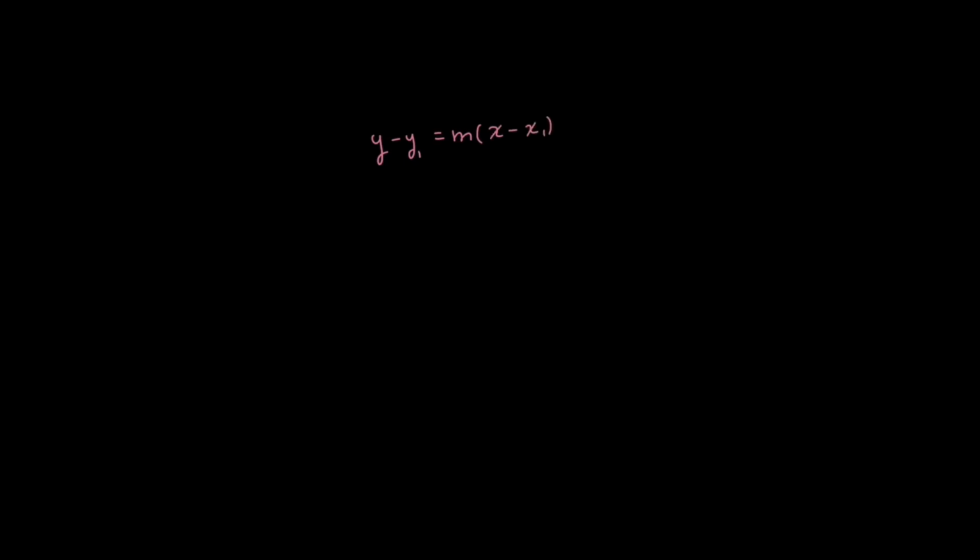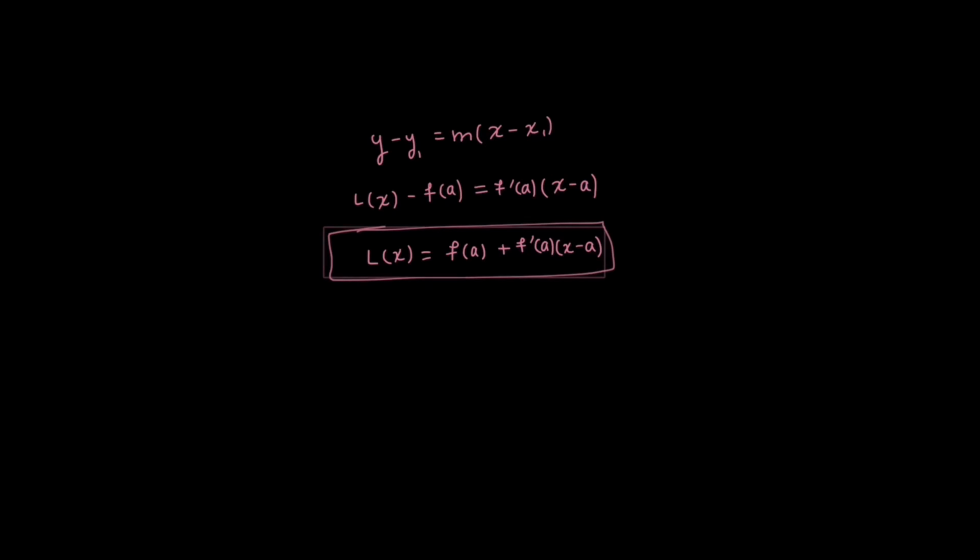Now let's rewrite this in terms of our graph that we just looked at. In this case, instead of y, we're going to have L of x. Instead of y1, we're going to have f of a. And that's going to be equal to the slope. We note that the slope is the derivative, so f prime of a times x minus a. And we can rewrite this as L of x is equal to f of a plus f prime of a times x minus a. And that is our linear approximation formula.